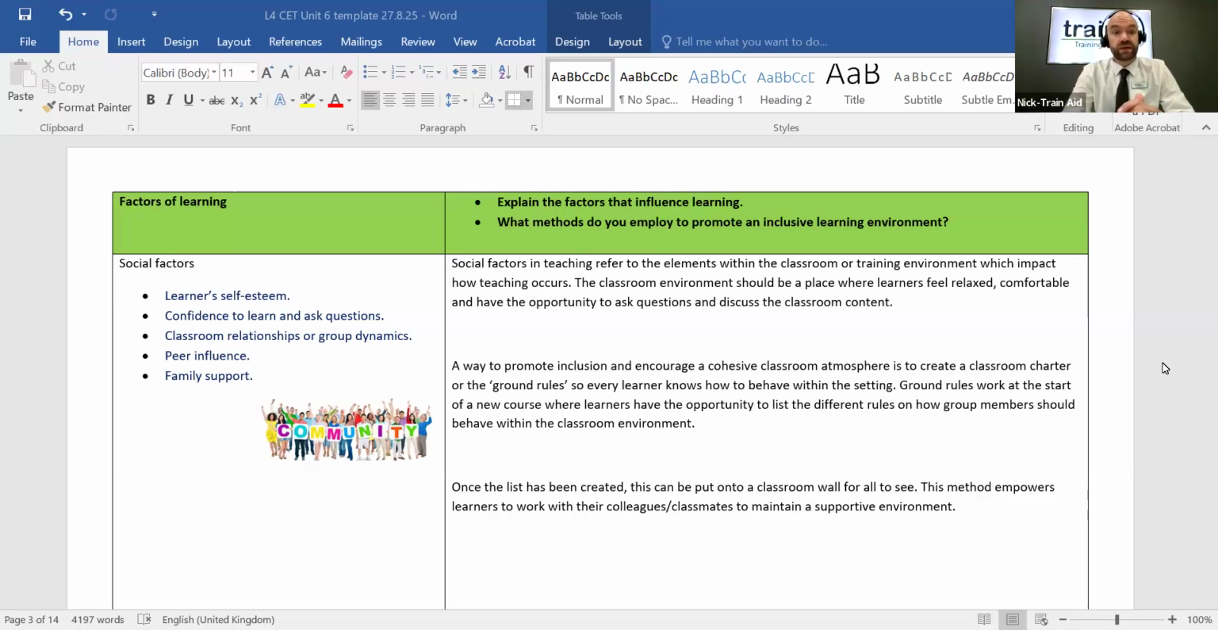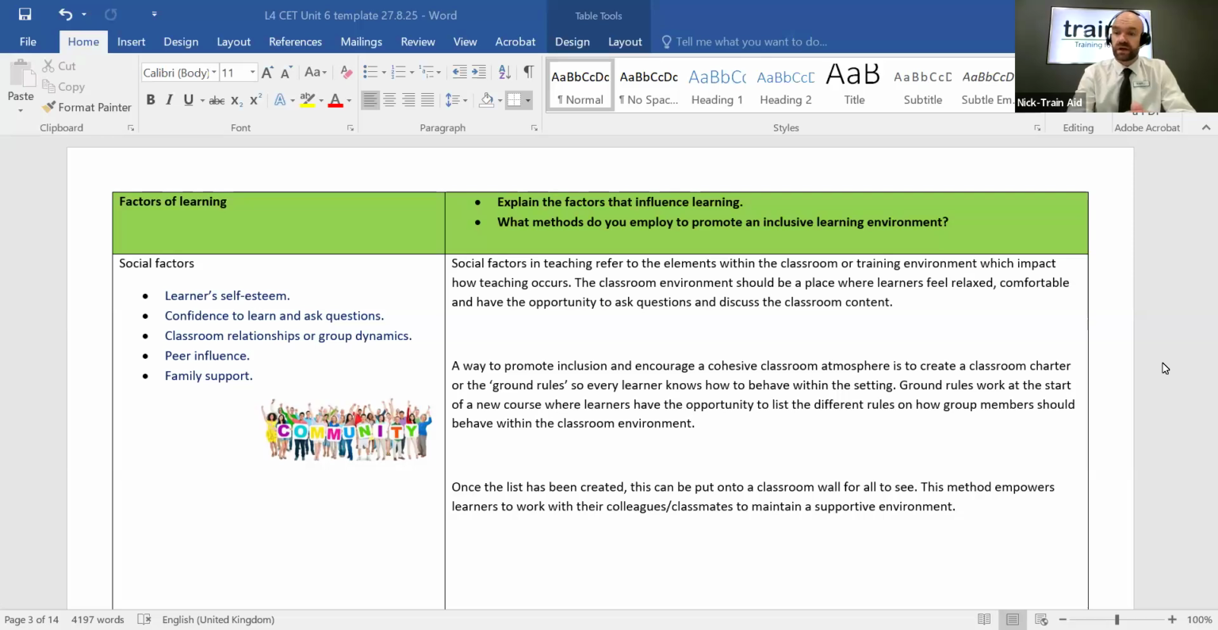Certificate in Education Training. This is Unit 6 and we are looking at the different factors of learning. So to answer this question, we're looking at how to create an inclusive teaching and learning environment. So how can you create an inclusive environment and all the different factors that make up inclusion? So in this video, we're looking at social factors.